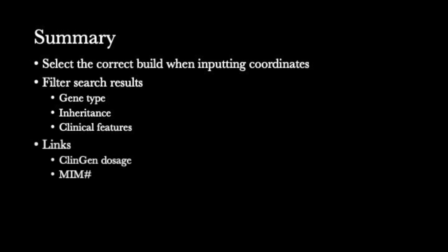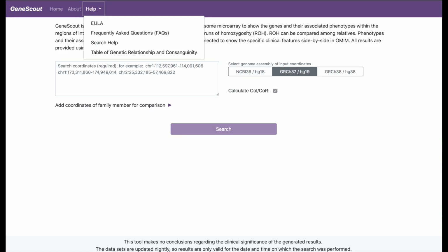Some genes have linked ClinGen dosage information in the dosage column, and genes that are in OMIM have a MIM number that links to the OMIM entry. Phenotypes can be compared with the Compare button at the top right corner of the table. Further information can be found in the FAQ and Search Help pages under the Help drop-down menu.